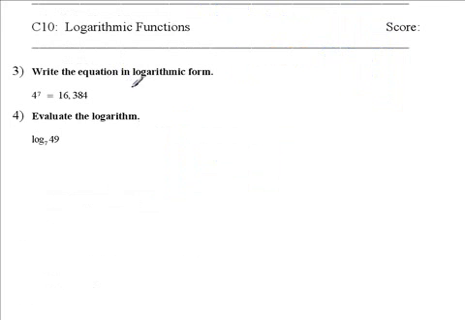Number 3, we're going to write the equation in log form. So I've got this exponential equation. They just want it written in log form. So I know this is log of something equals something. Actually, I think I'm going to need more room for this one. The base always stays the base. In the expression that's already written, the base is 4, so the base stays 4.